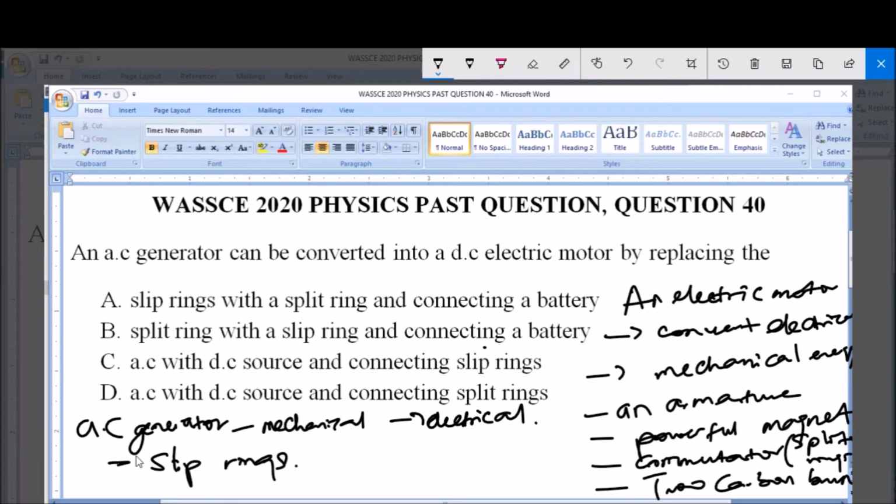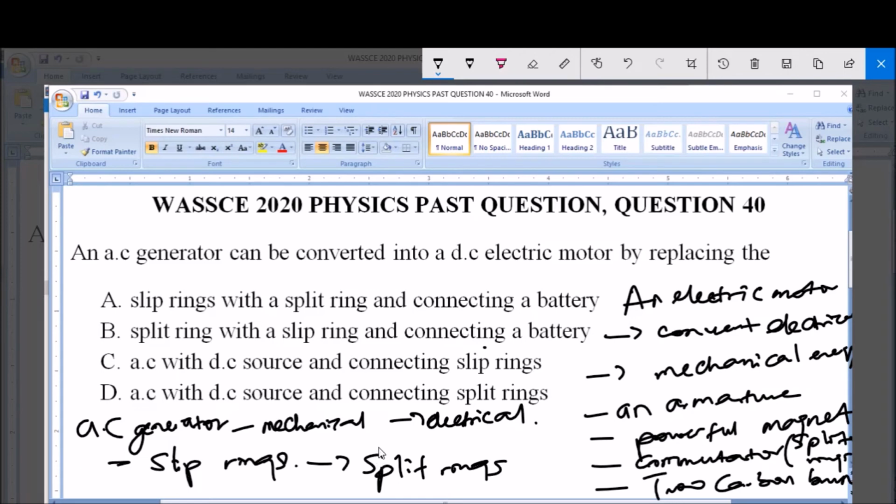Now in converting an AC generator to a DC electric motor, these slip rings have to be replaced with a split ring. Remember, I said an electric motor is made up of split rings. That is, the commutator of an electric motor is made up of split rings. So therefore you have to replace these slip rings with the split rings.